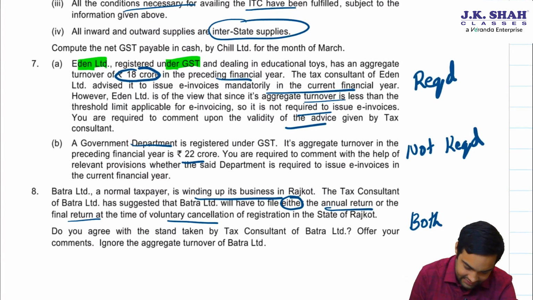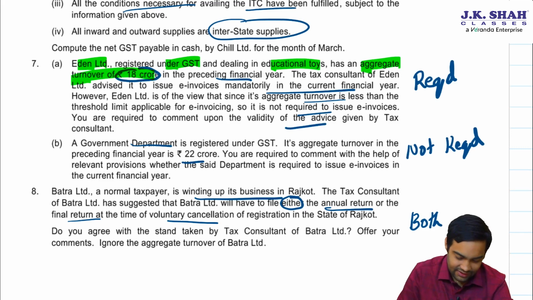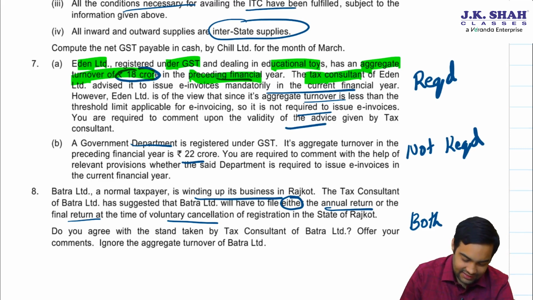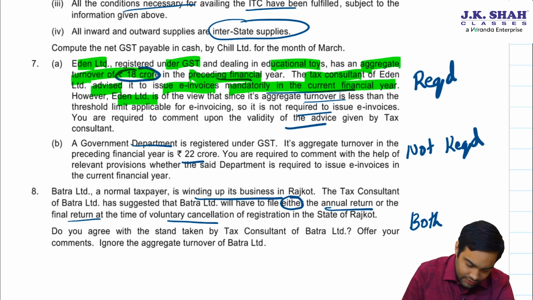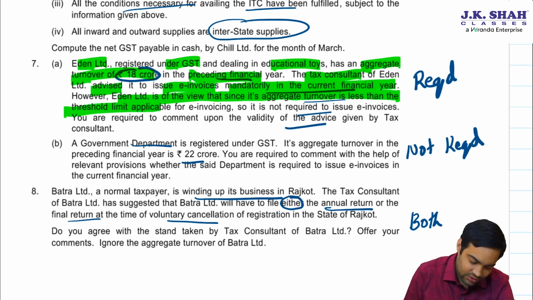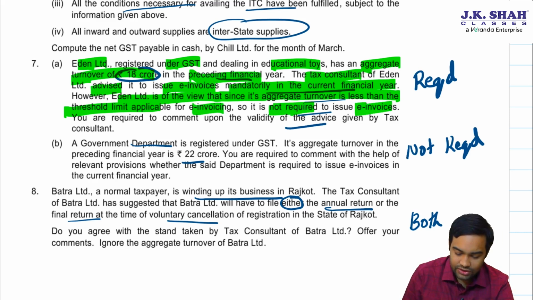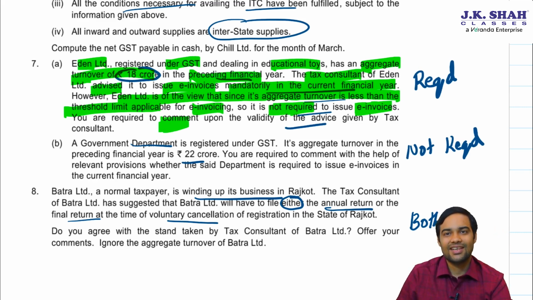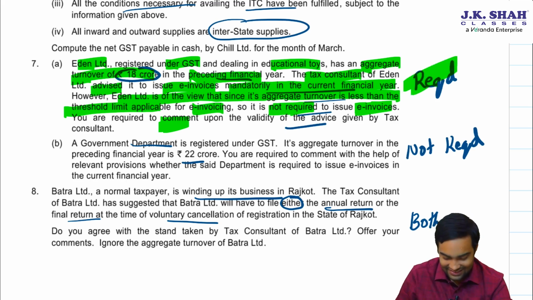Eden Limited, registered under GST, dealing with educational toys, has an aggregate turnover of 18 crore last year. The tax consultant advised it to issue e-invoice mandatorily in the current financial year. However, Eden is of the view that since its aggregate turnover is less than the threshold limit applicable for e-invoicing, it is not required to issue e-invoice. Comment on the validity of the statement. Required, not required? Obviously required.